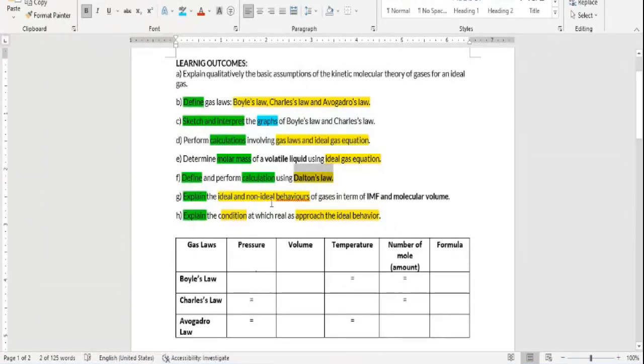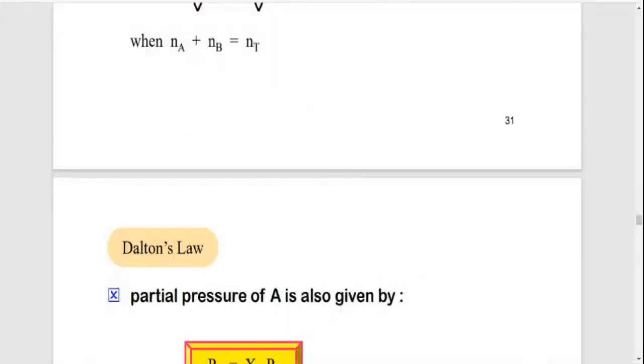There are 2 types of gas. One is ideal gas, another one is non-ideal gas. Non-ideal gas, the other name we call it real gas. Ideal and non-ideal behavior of gas, we need to know how to explain in terms of intermolecular forces and molecular volume. So first of all, we must know how to define Boyle's law, Charles' law, and Avogadro law, based on the slide I share with you.